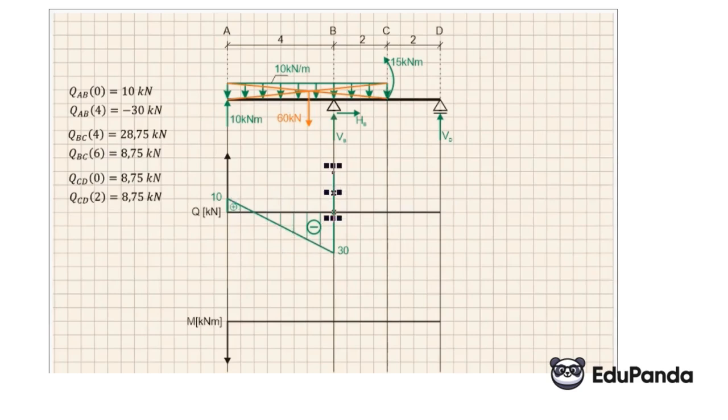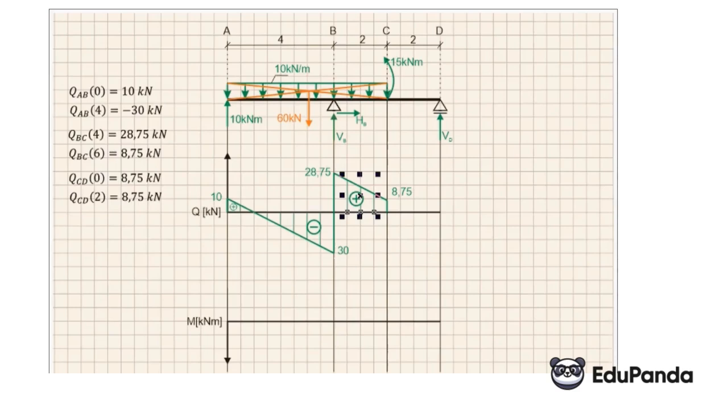Now we have the 3rd segment. We calculated it from the right side. So for the 0 meter looking from the right side of the beam, the value of the shear force came out to be 8.75. And for the 2nd meter also 8.75, which is a constant value. So we mark it, connect with a horizontal line, label it, and that's all. We have the shear force diagram.